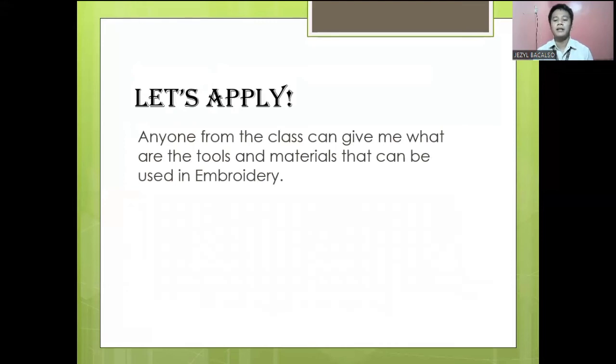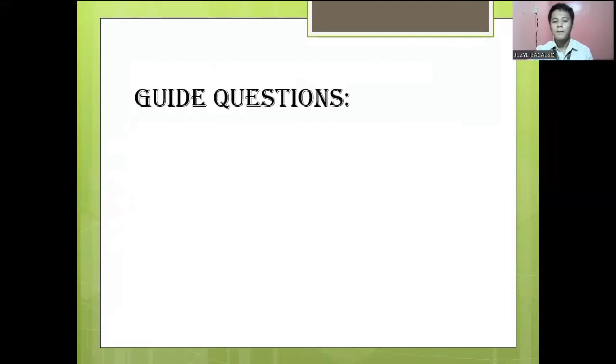And now let's apply. Can anyone from the class tell me what are the tools and materials that can be used in embroidery? Yes, Ms. Mendoza, what are the tools and materials that can be used in embroidery? Very good. Gauge, tape measure, and thimbles. And now, I have here some questions.